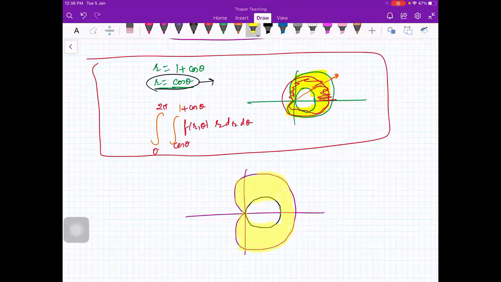So for limits of r, you will draw a ray, and for limits of theta, you will start from here. Theta 0 to pi to 2 pi, because everywhere some region is there. So that is why 0 to 2 pi. Is that okay? And because there is a symmetry, you can go for 0 to pi and then double it. That is also one of the ways. Is that clear? Yes, beta? Yes, ma'am. Thank you, ma'am.